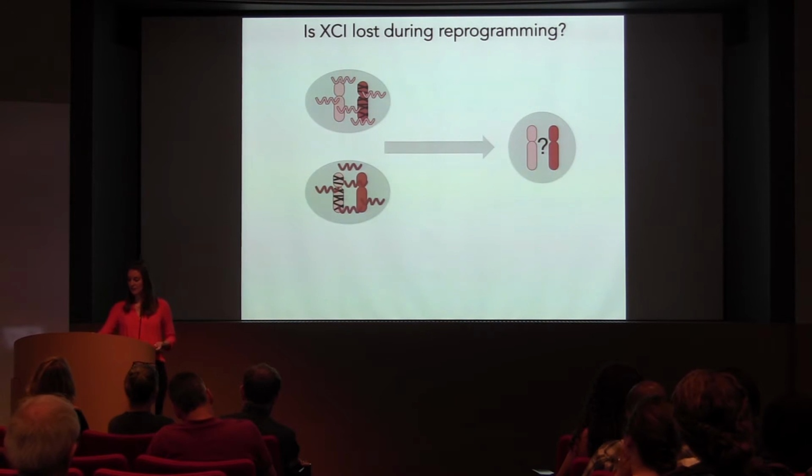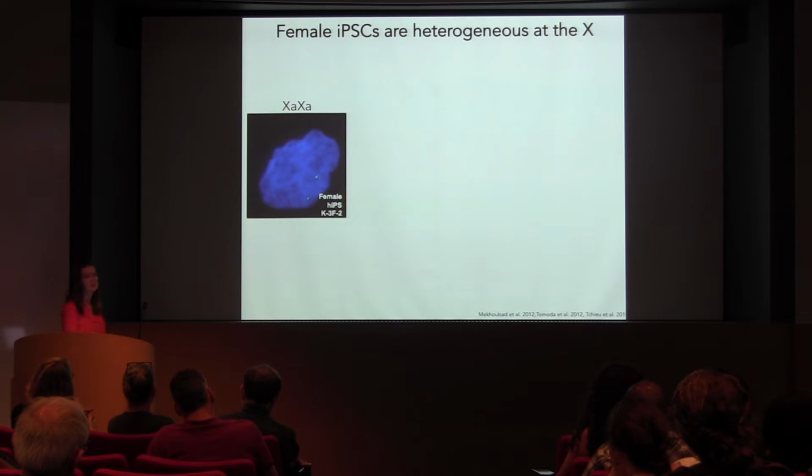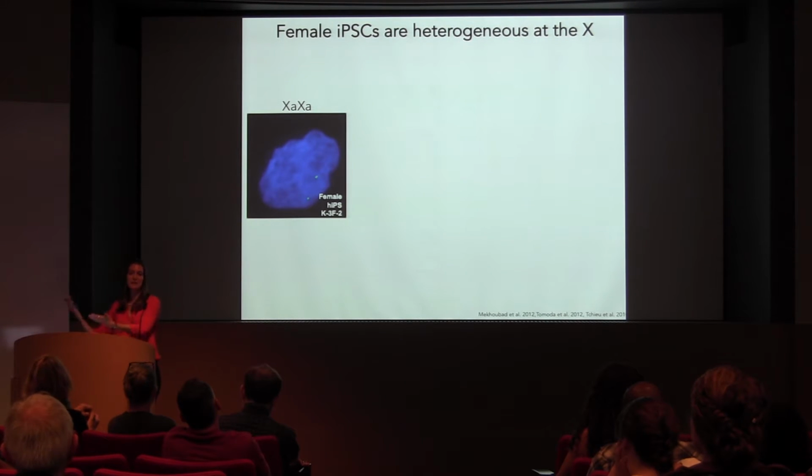What's going on here? As I am sure lots of you know, many people have actually studied this. It's a huge area of research. And it turns out that female iPSCs are really heterogeneous at the X chromosome. So what I'm showing you here is a picture of an induced pluripotent stem cell nucleus. And what's shown here in green are actually markers of the X chromosome. And the fact that we see 2 says that we have 2 active X chromosomes in this iPSC. Now this would suggest that we've reactivated the X chromosome and we've gone back to a state of 2 active X chromosomes, denoted XA, XA.